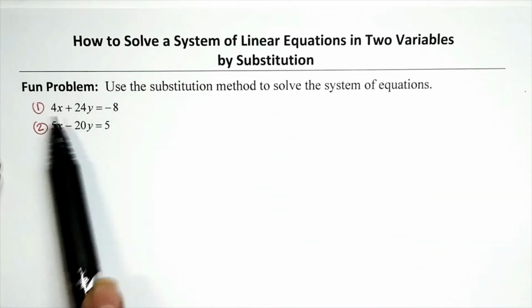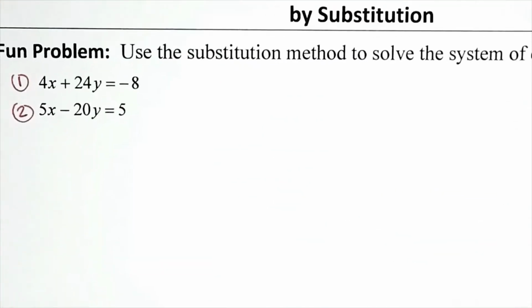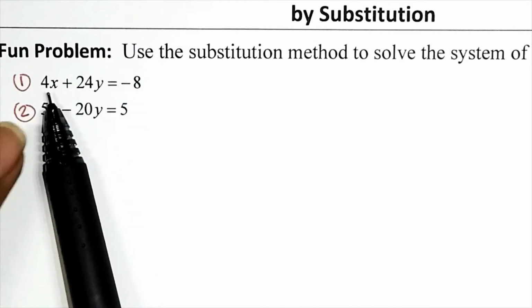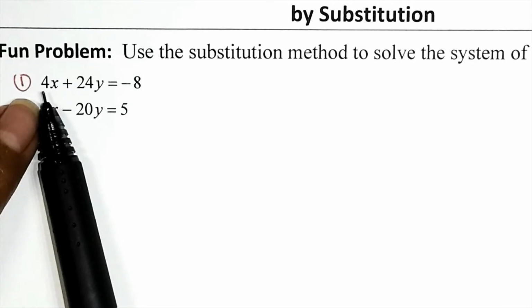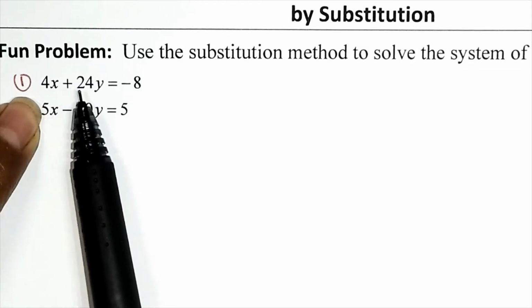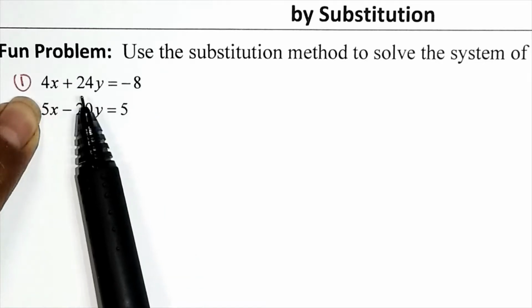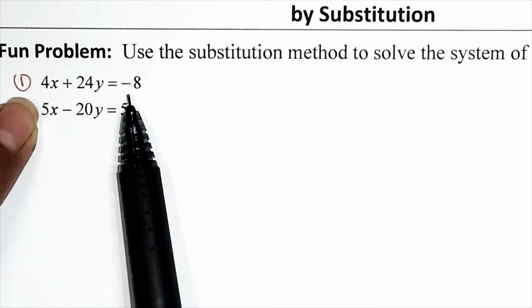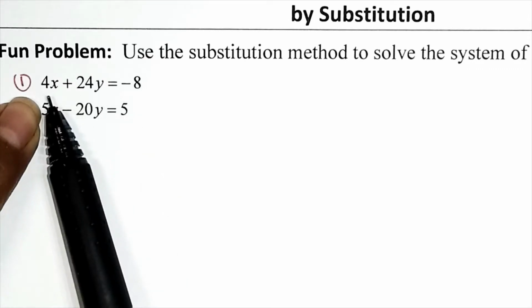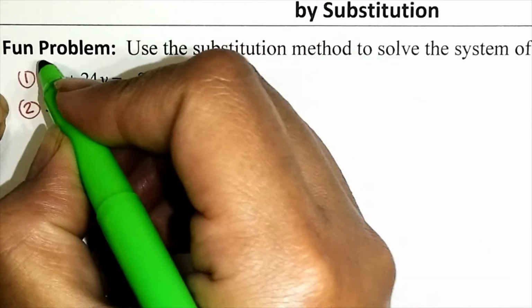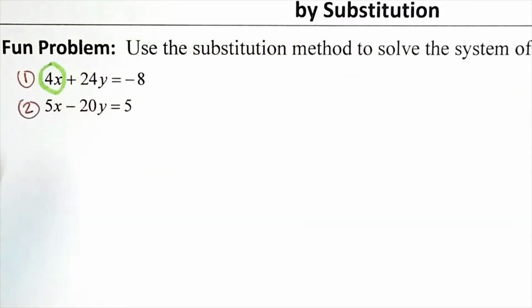If I were to look at the first equation and solve for x, what would the numbers look like? If we were to solve for x, we would eventually divide both sides by 4. 4 goes into 24 and into negative 8 a clean number of times. So it wouldn't be a bad idea to solve for this x. Let me go ahead and circle it. So I'm going to say x in the first equation is a good candidate. We can just do that, solve for x in the first equation, and that's it.